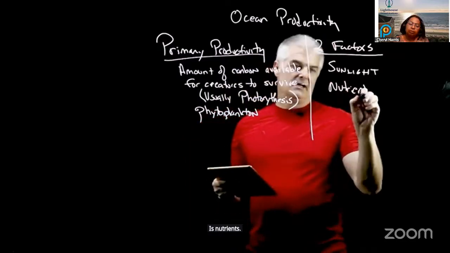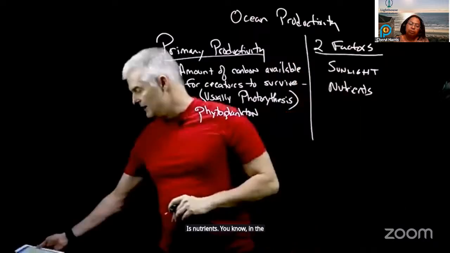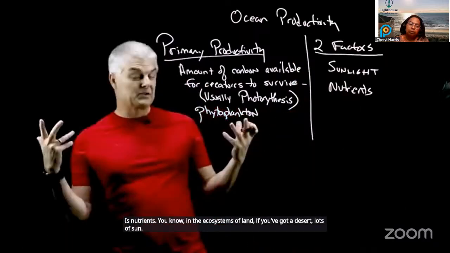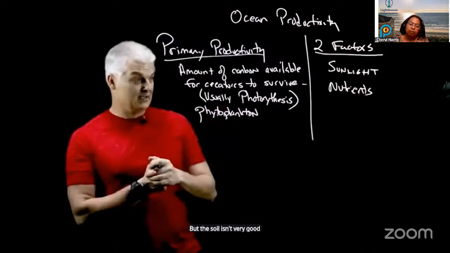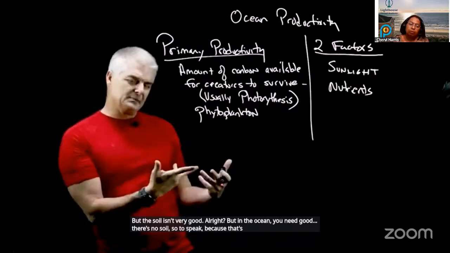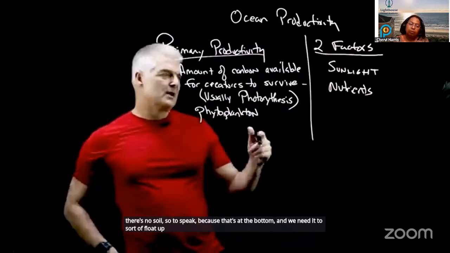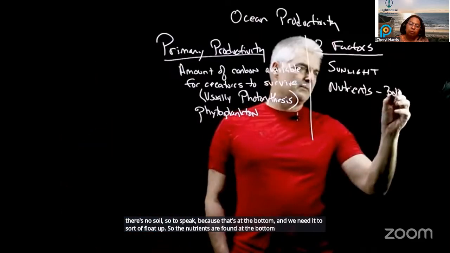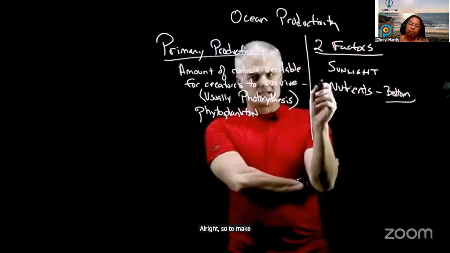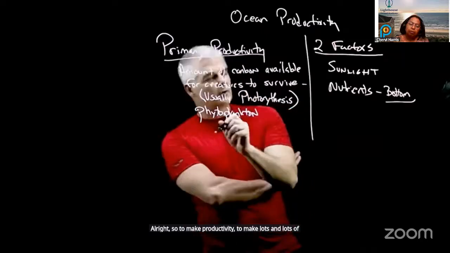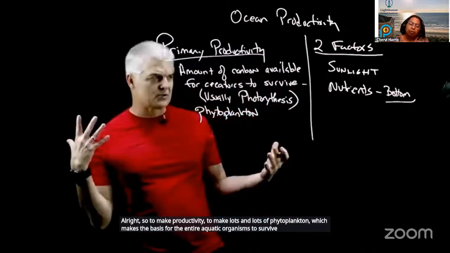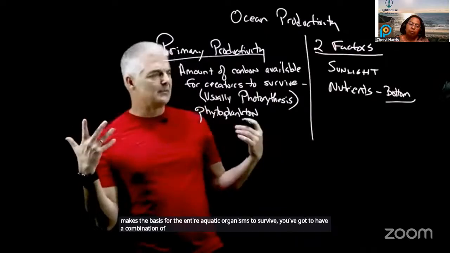You know, in the ecosystems of land, if you've got a desert, lots of sun, but the soil isn't very good. But in the ocean, there's no soil, so to speak, because that's at the bottom, and we need it to sort of float up. So the nutrients are found at the bottom of the ocean. To make lots of phytoplankton, which makes the basis for the entire aquatic organisms to survive, you've got to have a combination of sunlight and nutrients.